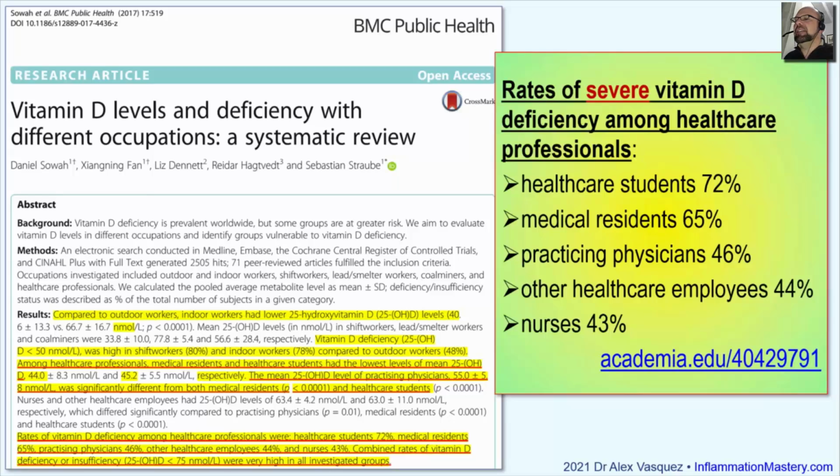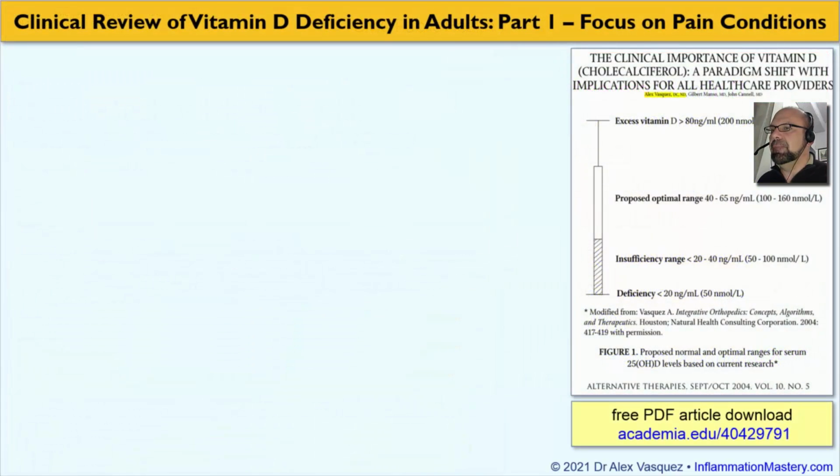They found here rates of severe vitamin D deficiency among healthcare professionals. Medical students, 72%, medical residents, 65%, practicing physicians, 46%, other healthcare employees, 44%, and nurses, 43%. So again, this is a worldwide, population-wide problem in the general public, among patients, and among healthcare providers, especially those who work long hours in hospitals.